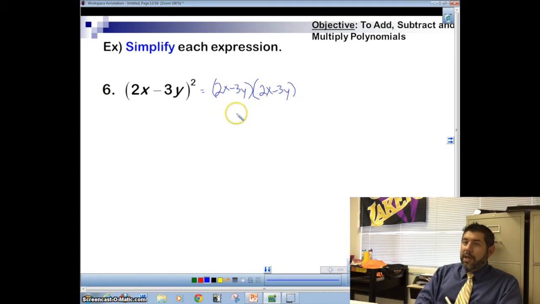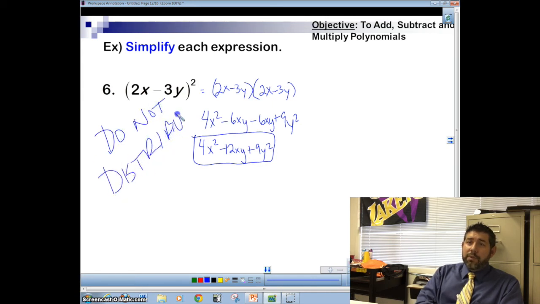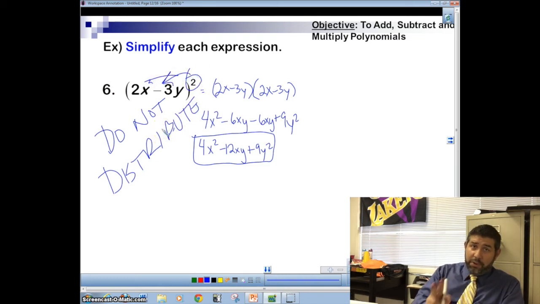All right? So then when you do that, you're going to use FOIL again. So I'm going to have 4x squared minus 6xy minus 6xy plus 9y squared. Okay, I just used FOIL here. And then add like terms. Plus 9y squared. And that's your answer. Okay, so please do not distribute. You cannot distribute a square into the parentheses. Don't do it. I think I said that enough. Let's go on.